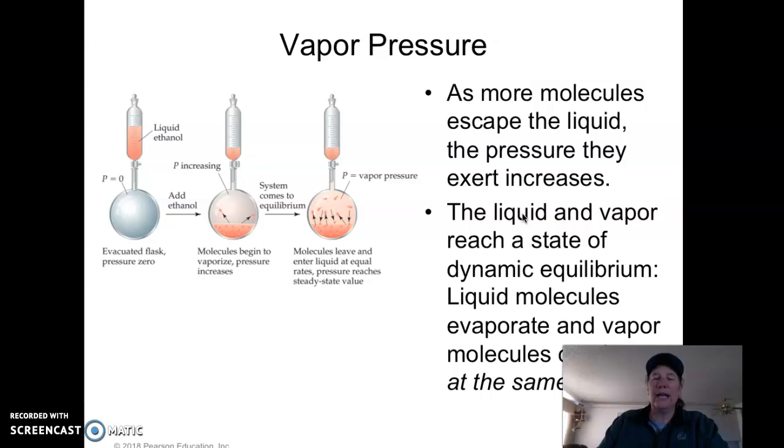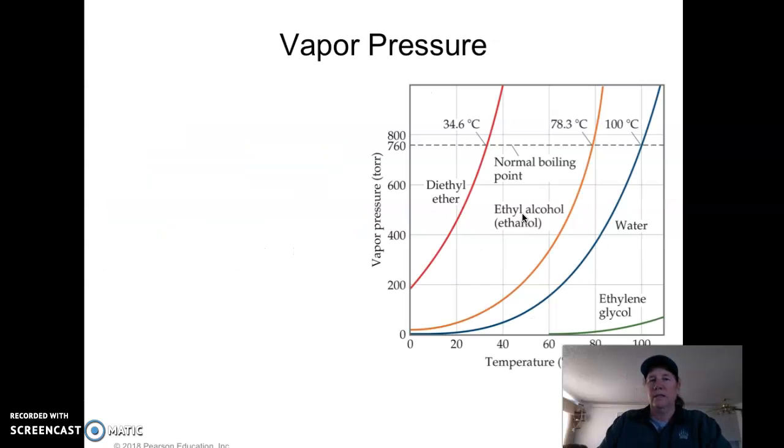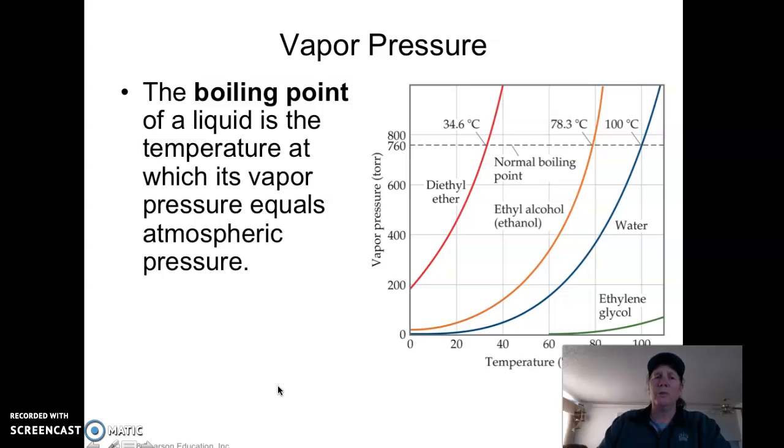Okay, so again, vapor pressure increases the boiling point. Sorry about that. They boil at a higher temperature. That's what I should say. Okay. And here's what happens. You can see the vapor pressure. Here's water. Here's where it normally boils, but you can get it to boil at a higher temperature by increasing the pressure. Okay. So boiling point of a liquid is the temperature at which the vapor pressure equals atmospheric pressure.